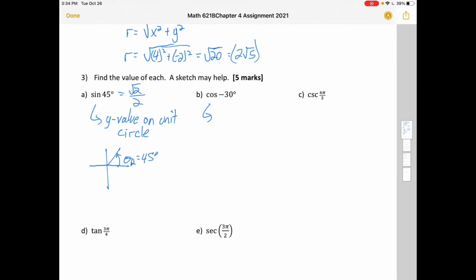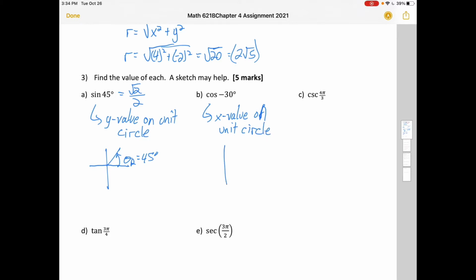Here, we're talking about the x value on the unit circle. Now, these things do have meaning in terms of a ratio. Like cosine is talking about how far you go over compared to the length of the radius, or the length of the hypotenuse. X value, not on, of, but rather on unit circle.